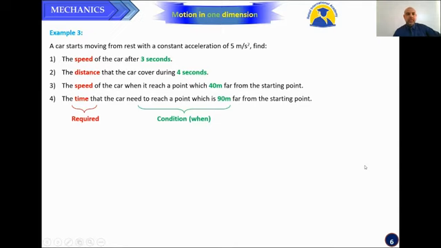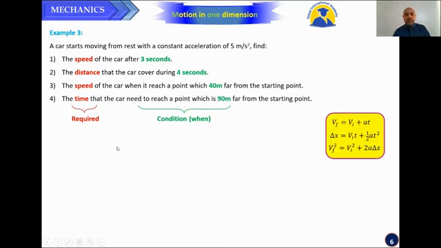In this example, a car starts moving from rest with a constant acceleration of 5 meters per second squared. Find 1. The speed of the car after 3 seconds. To answer this question, first you need to know what is the required and what is the condition. And then you can know which formula you can use.